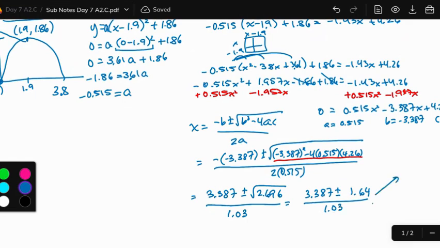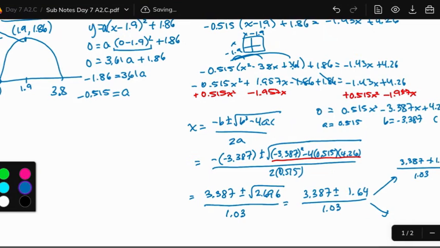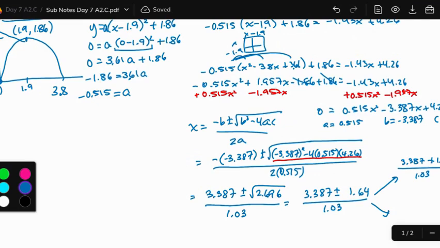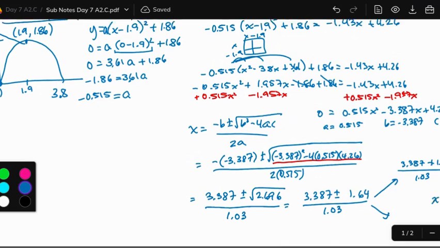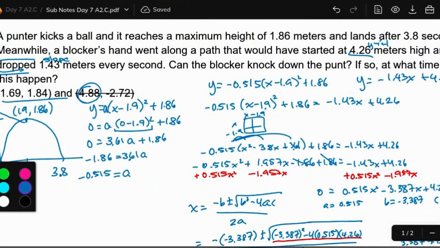So entering that twice, 3.387 plus 1.64 all over 1.03. When I add 3.387 plus 1.64, I get 5.027. And then when I divide that by 1.03, I get 4.88. And that is one of the x values that we see up there. And again, we're going to see why I crossed it out in just a moment.